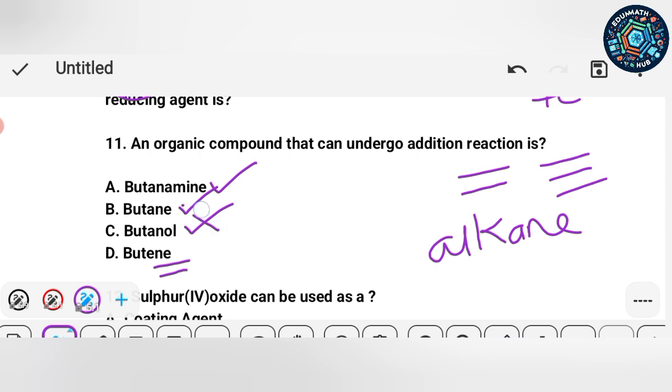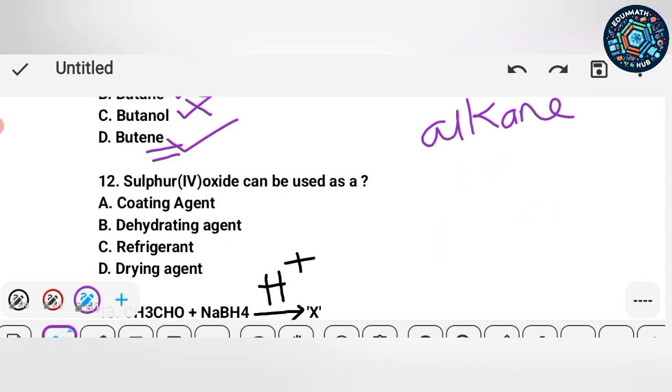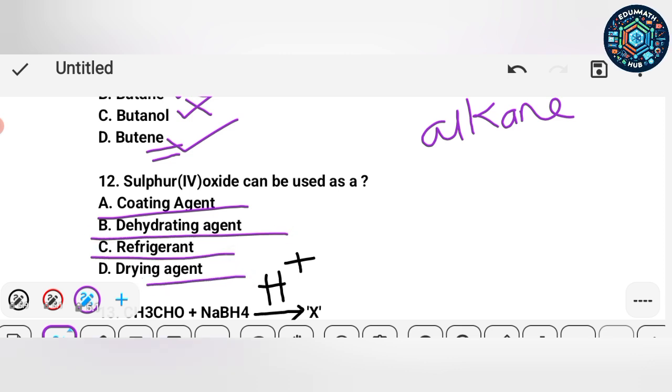So these guys are not the answer. The correct answer is butene. Butene undergoes addition reaction. So for the next one, sulfur IV oxide can be used as a, so you have coating agent, generating agent, refrigerant, drying agent.